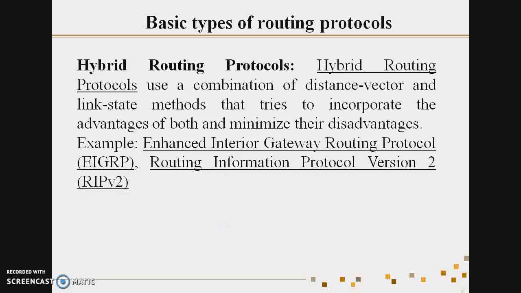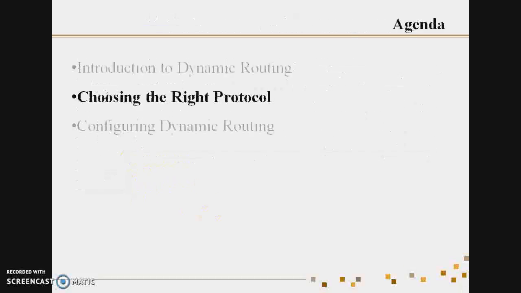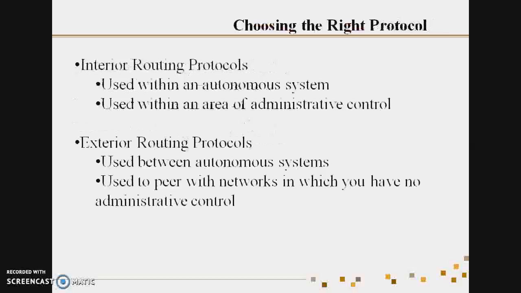Hybrid routing protocols use a combination of both the static approach and the dynamic approach. That is, they incorporate the advantages of both approaches and minimize their disadvantages. Examples are RIP version 2, the Routing Information Protocol, or EIGRP, the Enhanced Interior Gateway Routing Protocol. After choosing the basic protocols, it's our duty to find out which is the right protocol to use within the network when we construct a network.